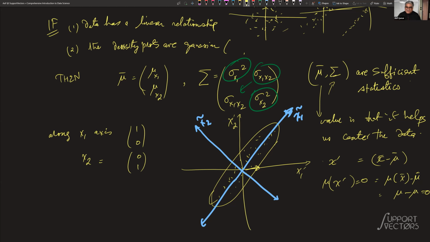Now, if we are going to a new coordinate system, we do need a new unit vector. Would you agree? We need a new unit vector.